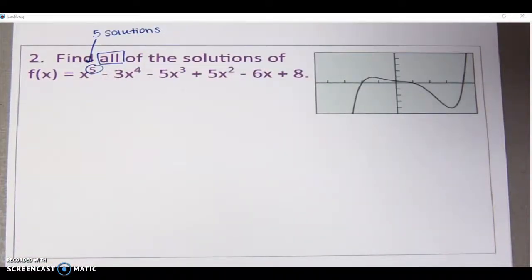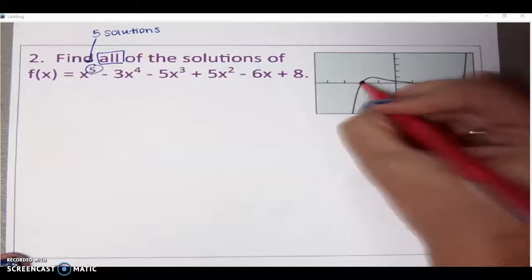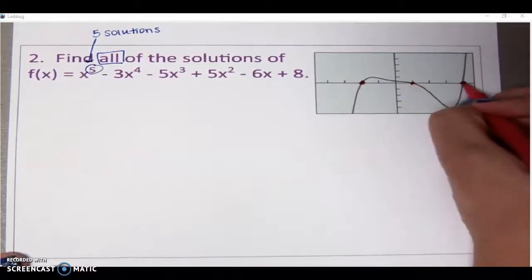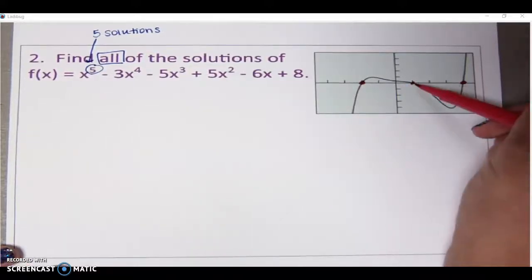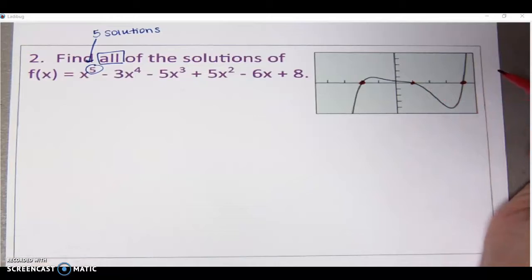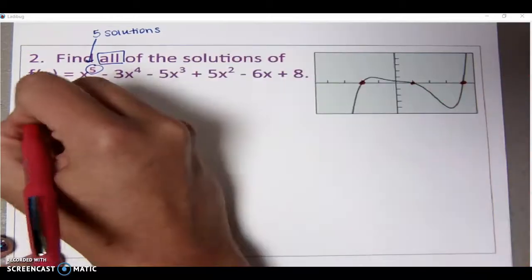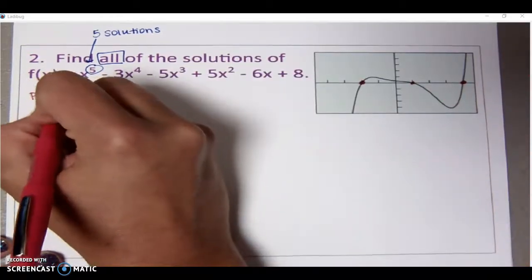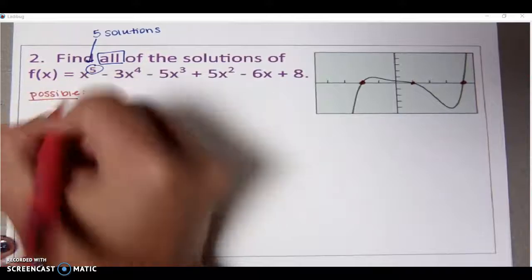So if you take a look at the graph over here, we only have 3 on the graph. So more than likely that means these are the 3 real solutions, and we're going to have 2 that are imaginary. So we're going to use that rational root theorem first to figure out possible factors.